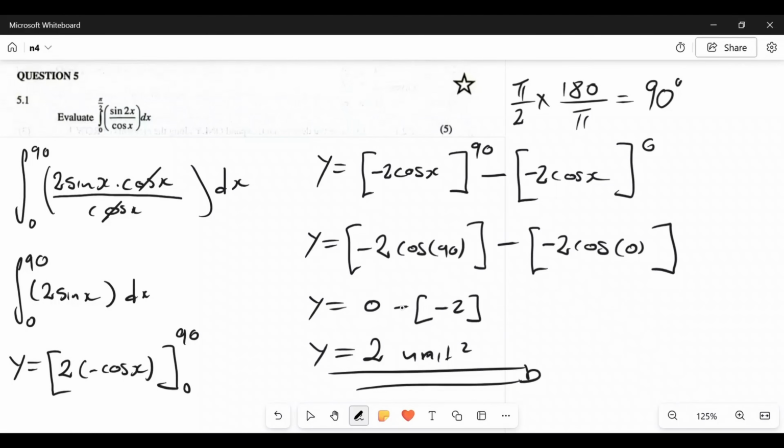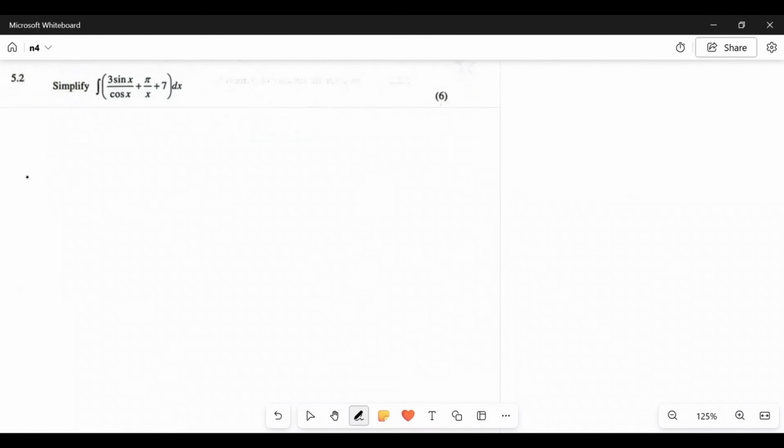All right, people, we are done with 5.1. Let's go and do 5.2. All right, guys, here is our 5.2. Now 5.2, they want us to simplify this integral here. This integral, as you can see, has three terms. So before we integrate, we need to simplify first, then we integrate later.